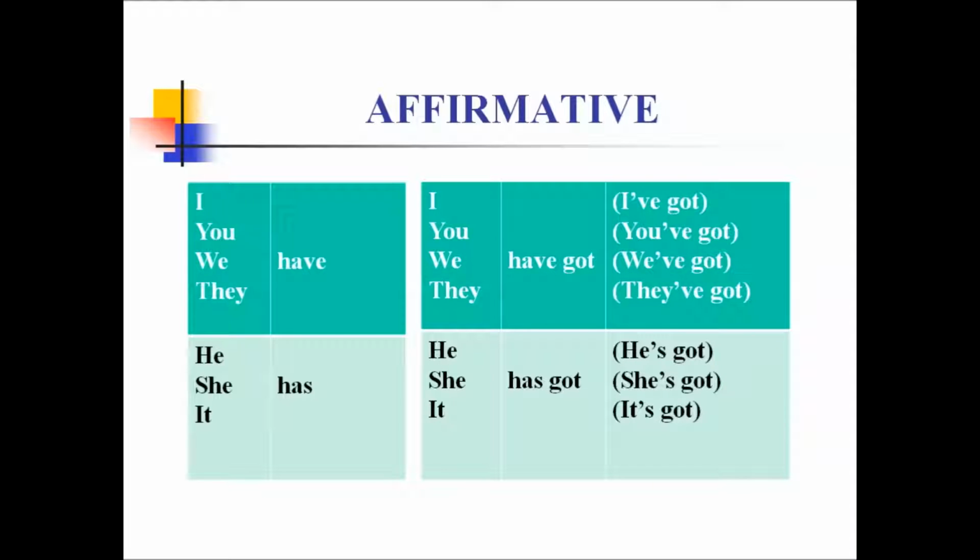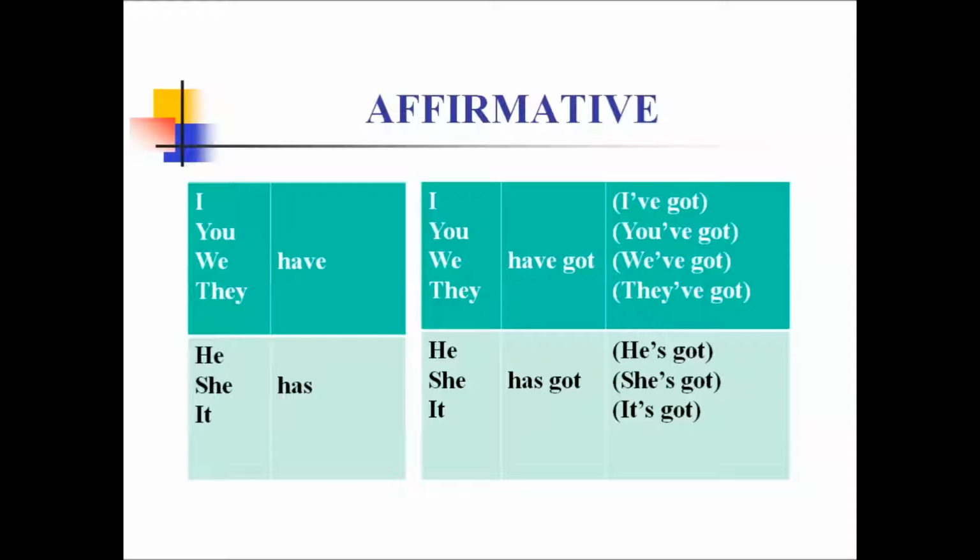For have got, you can make the abbreviation form. You can say I've got a book, but you cannot say I've a book. So the word have, you cannot make the abbreviation, but have got, you can use it in the abbreviation form. For example, I have got, you can say I've got. You have got, you say you've got. We have got, you say we've got. They have got, you can say they've got. She has got, you can say she's got. It has got, you can say it's got.